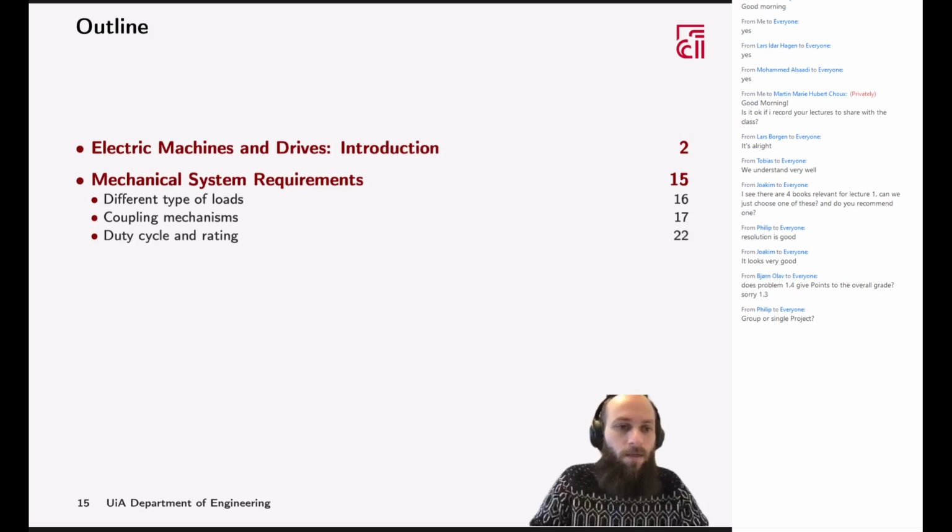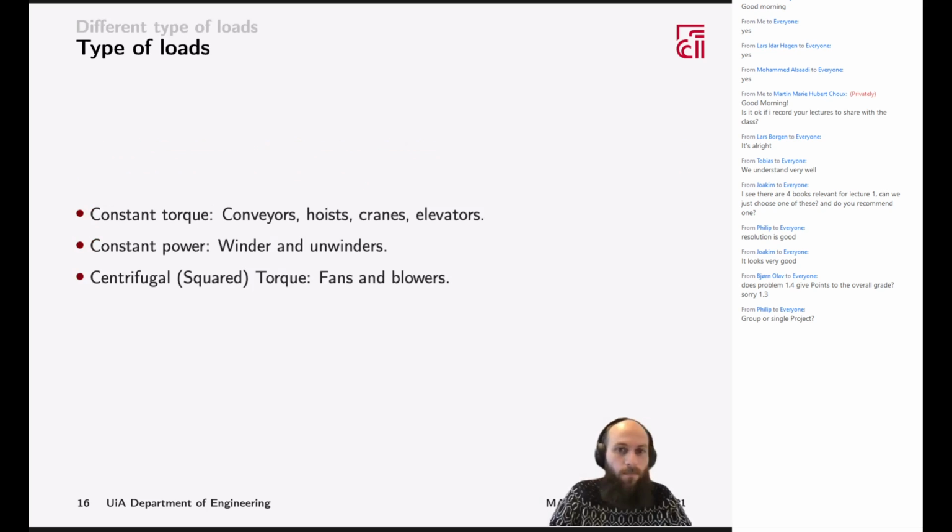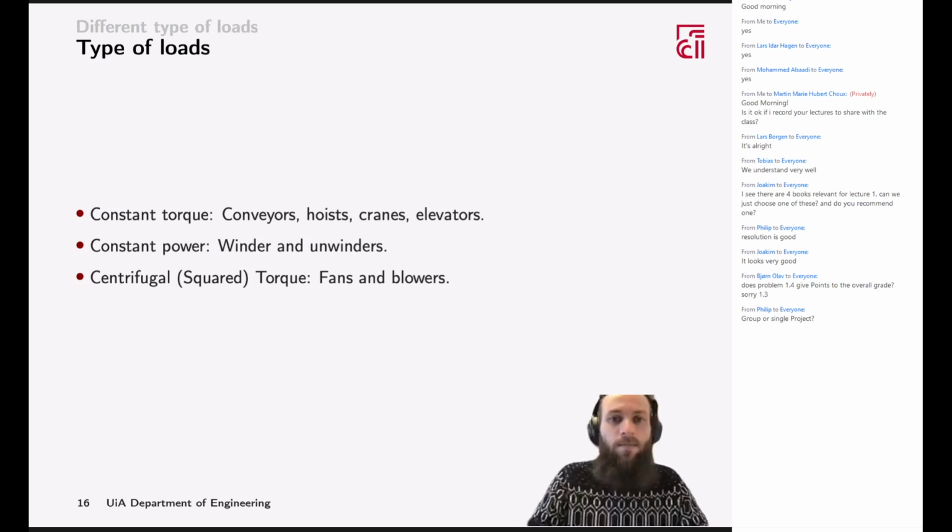So in this part, we will look at the mechanical system requirements, because we have to understand the type of loads that can be attached to an electrical machine, and some coupling mechanisms. And at the end, we will look at how to find the rating for a duty cycle, given a duty cycle. So we can have 3 types of load.